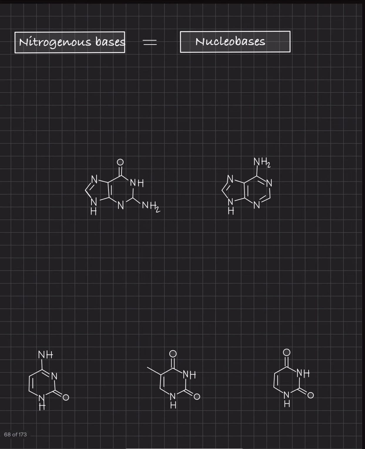So nitrogenous bases, you can also hear them as nucleobases. It means the same thing. This can be further categorized into purines and pyrimidines. So let's talk first about purines. There are many ways that you can learn this, obviously. The way I learned it is GAP, but I also hear a lot "pure as gold."